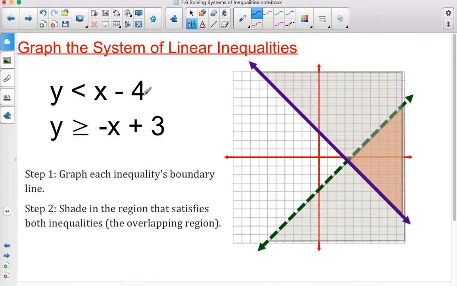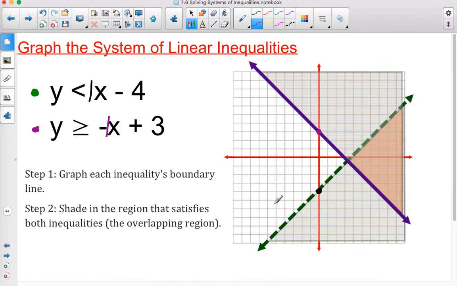If I look here, this guy has a y-intercept of negative 4, and that's right here. It has a slope of 1, so I go up one, right one, up one, right one. So there's my boundary line that I've done here in green. It's dashed because it's not an equal to. My next one is my purple one. My purple one has a y-intercept of 3, which it should, and it has a slope of negative 1, down one, right one, down one, right one. It's solid because it's equal to.